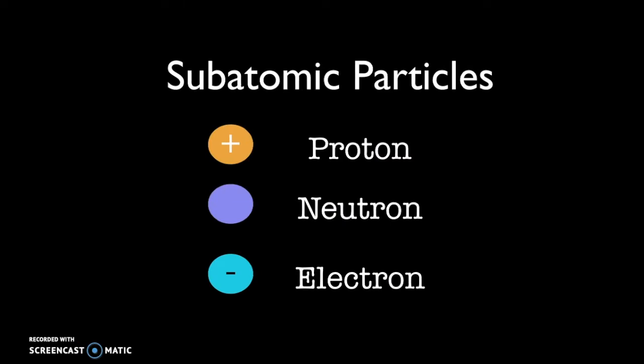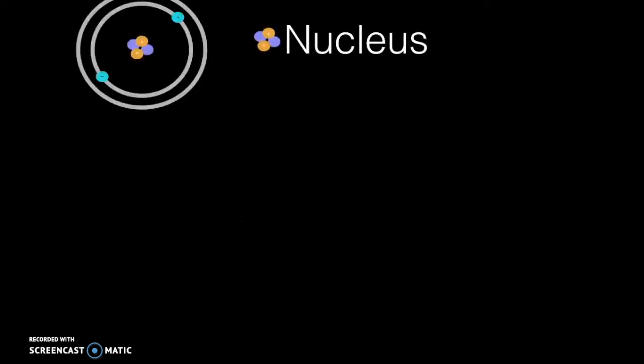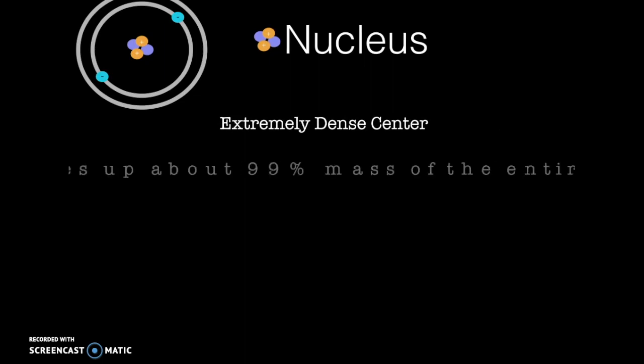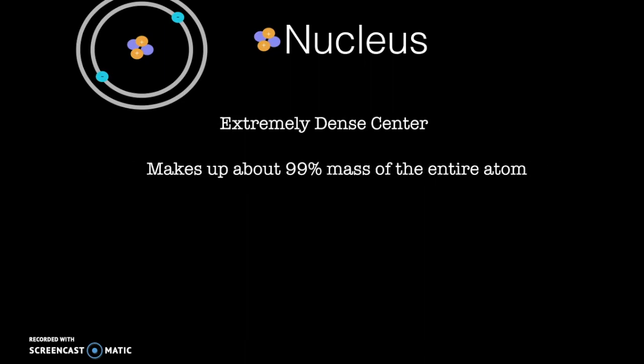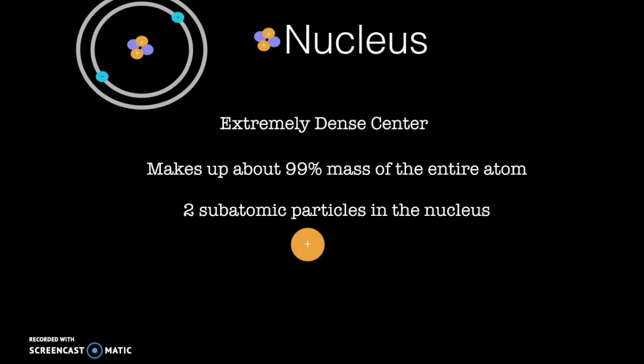If you take a look at any atom, it's going to have 3 subatomic particles. Those particles are our protons, neutrons, and electrons. Let's look further into the nucleus of our atom. A couple things that I do want you to notice is that our nucleus is at the center of our atom, and this nucleus is extremely dense. It actually makes up 99% of the mass of the entire atom. And if you take a look at our picture, you can see that there are 2 subatomic particles in the nucleus of the atom, and those are our protons and our neutrons.